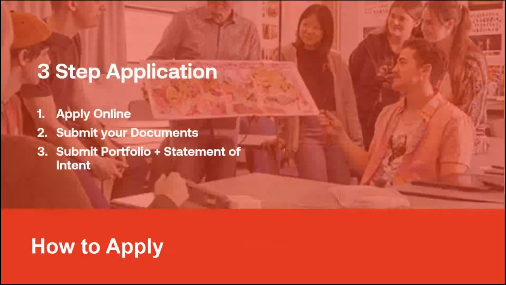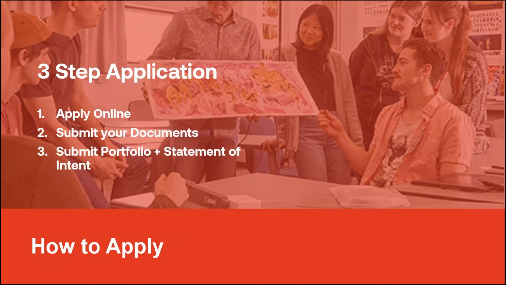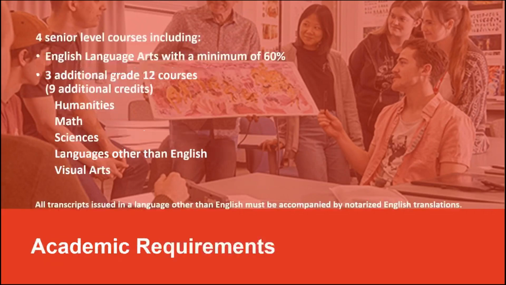Okay, so let's talk about how to apply. There are 3 steps to apply. It's very simple. Number 1, you apply online. Number 2, you submit your documents. And number 3, you submit your portfolio and your statement of intent. So I'm going to get into more detail about the documents. However, what this would be, it would be your transcripts, so your academic transcripts, as well as English language proficiency. And I'm going to tell you more about what the scores are that we accept. Okay, so there's the 3 steps.